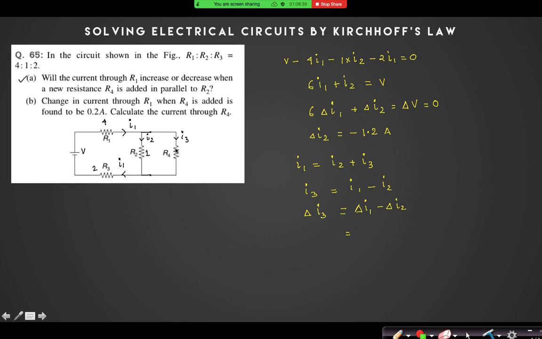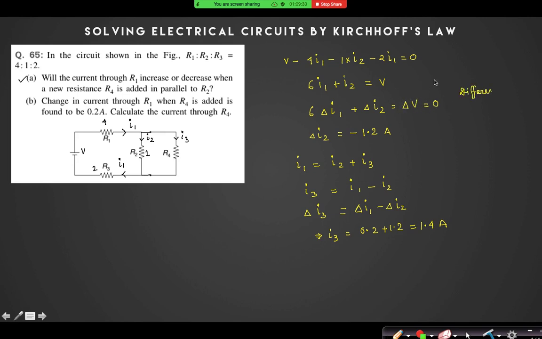Yes, sir. What is delta I1? 0.2. And what is minus delta I2? Plus 1.2. Can I say that is the answer to this question, because initially I3 was 0 and delta I3 is the change of I3? So the change of I3 will be the final value of I3. Right? Differential form.